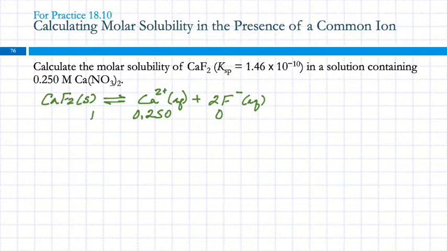And so the change will be that we'll gain, and we've been using S. S is the solubility: how many moles of this solid are going to dissolve? We're going to gain S for the calcium, and we're going to gain 2S for the fluoride because we get twice as many moles of fluoride. So at equilibrium, we've got 0.250 plus S, and we've got 2S.